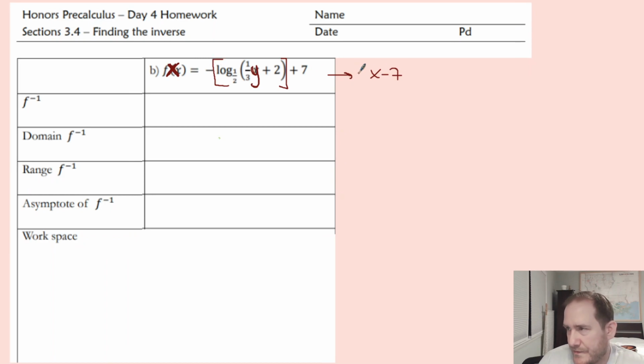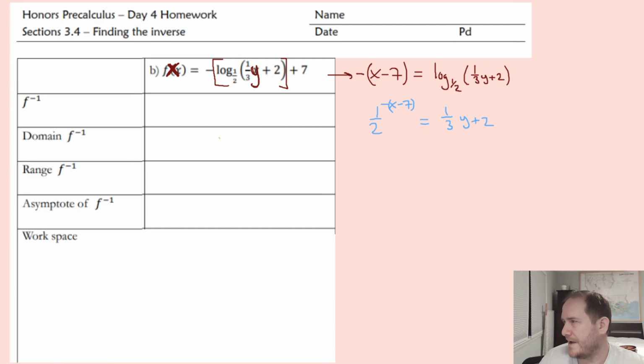Multiplied by a negative, so it'll just be negative parentheses x minus 7, and then that's going to equal our log of 1/3 y plus 2. Alright, well now that the log is isolated, we're ready to convert, so we'll just take our 1/2, raise it to the power of negative x minus 7, in parentheses, set that equal to 1/3 y plus 2.